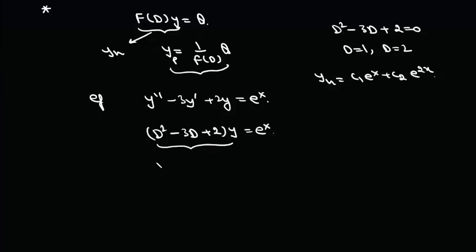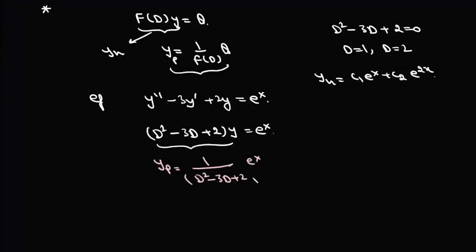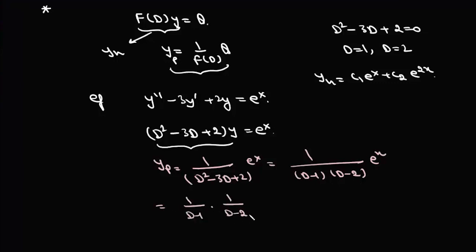Now we can write this as yp equals 1 upon D square minus 3D plus 2 e to the power x. Now we can factorize this as 1 upon D minus 1, D minus 2, e to the power x, or we can write this as 1 upon D minus 1 into 1 upon D minus 2 e to the power x. Now what we'll do is first we'll solve this.